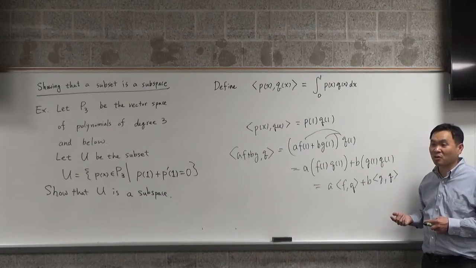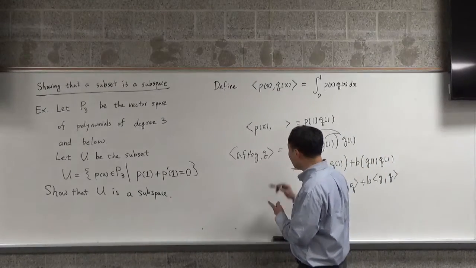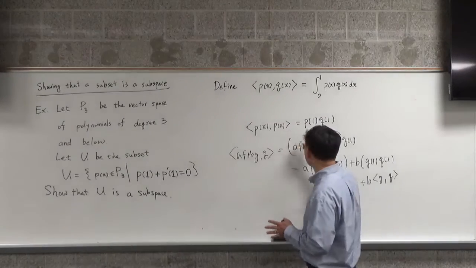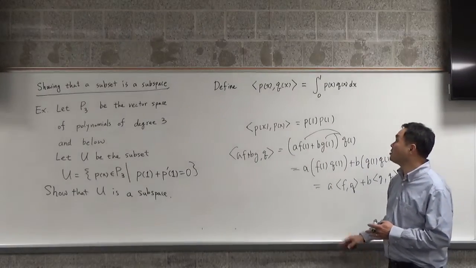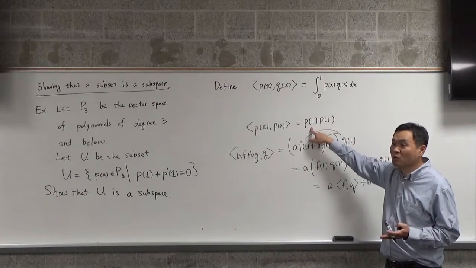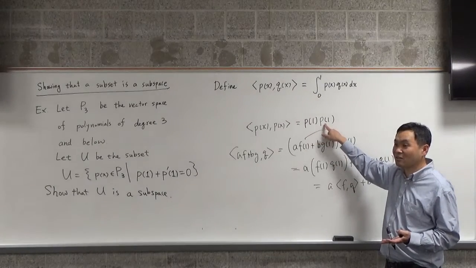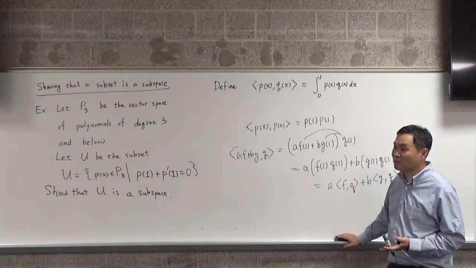No. That's where it fails. Why? Because for positive definite you need p(x) to give you a number that's always positive except for 0, right? When does it fail? Oh, if it's negative. No, negative times negative is positive. That's not the problem. The problem is, you can have a polynomial whose value at 1 is 0. And in that case, this is not going to give you positive definiteness.